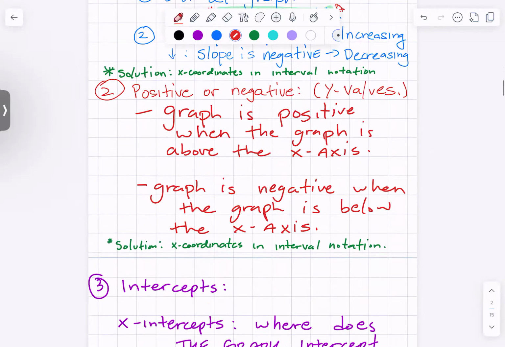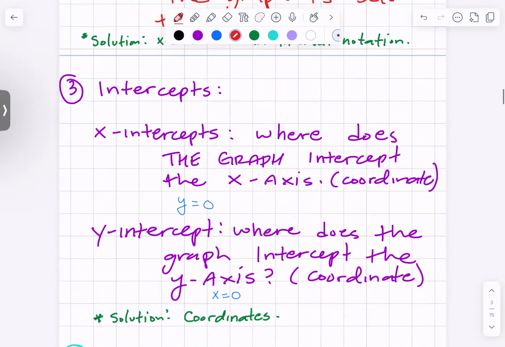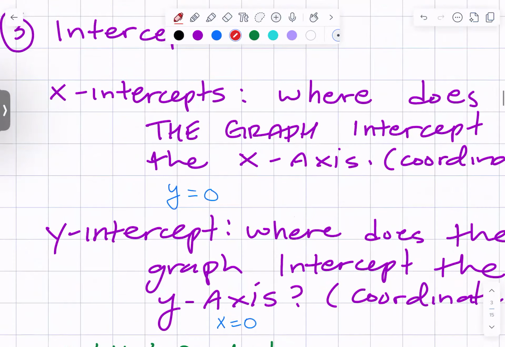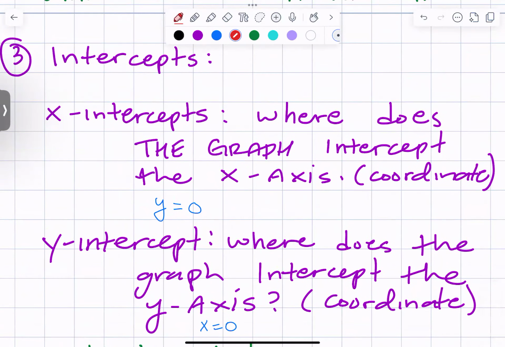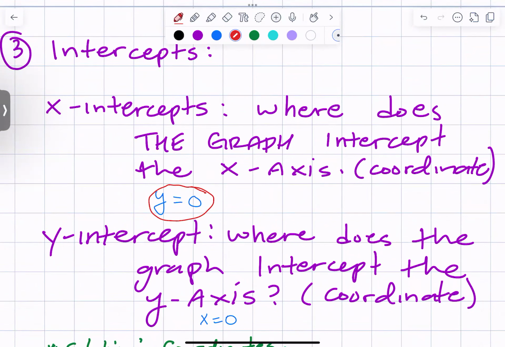Okay, the next one is going to be your x and y intercepts. And the cool thing about x and y intercepts is that the other variable is going to be equal to 0. So for your x-intercept, your y is equal to 0 always. And for your y-intercept, your x is equal to 0 always.